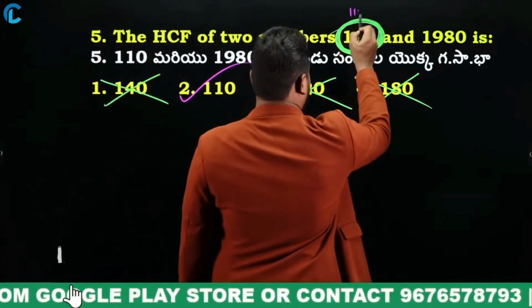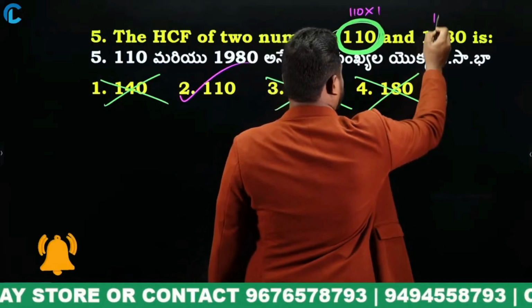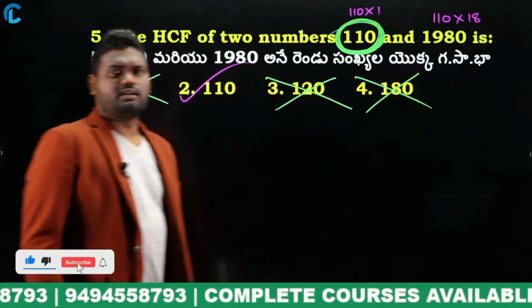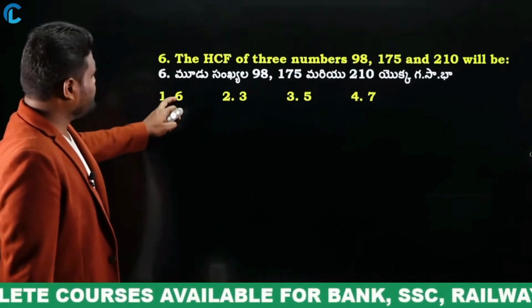This is 110 into 1. This is 110 into 18. Is that clear? 110 is the HCF. Look at the next question.